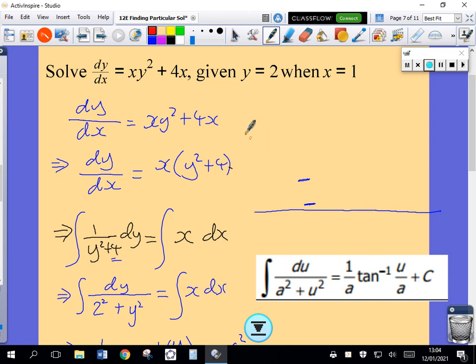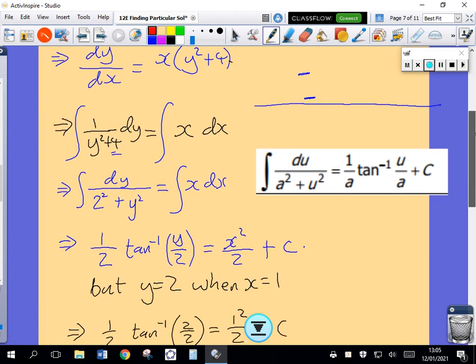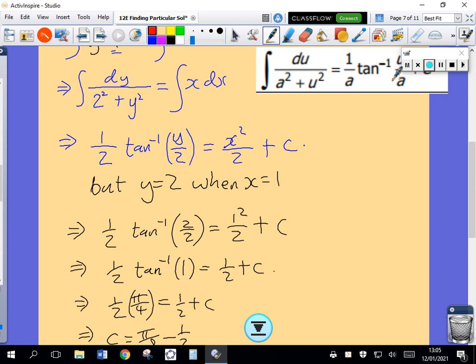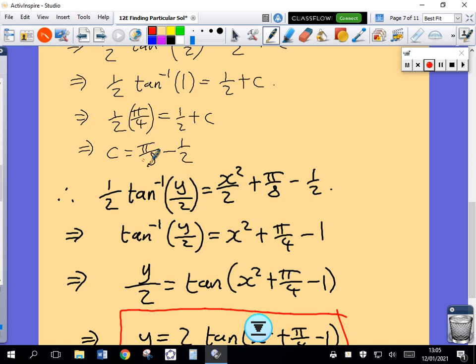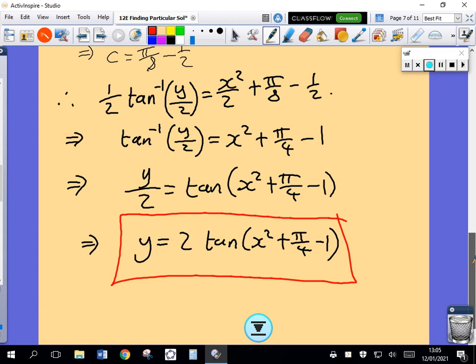Okay, so what did I do? First of all, factorized, then separated, then integrated using my standard integral. At that stage I applied my initial conditions to find the value of the constant of integration. Once I have my constant of integration, I have my particular solution, and then I made y the subject of the equation. Okay, so practice, practice, practice.